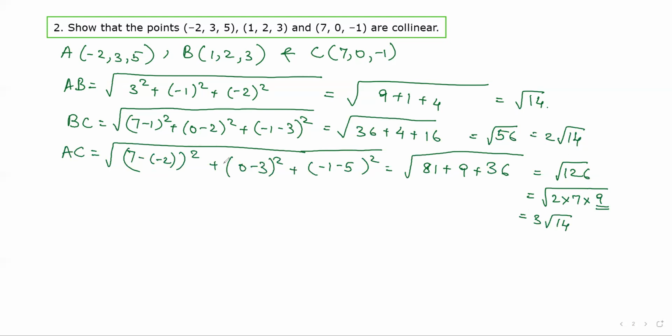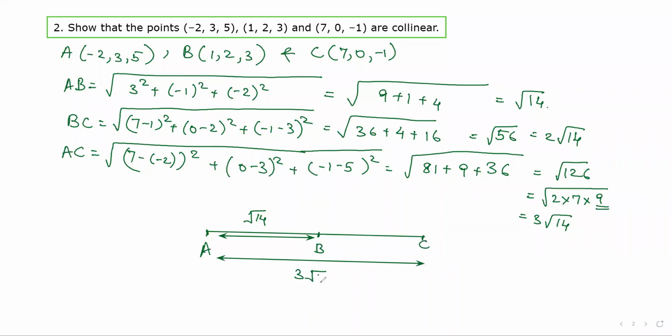Now, if you can observe, if we draw these points over here, if I call this point as A, the distance from A to B is root 14. The distance from A to C is 3 root 14. At the same time, BC is 2 root 14.